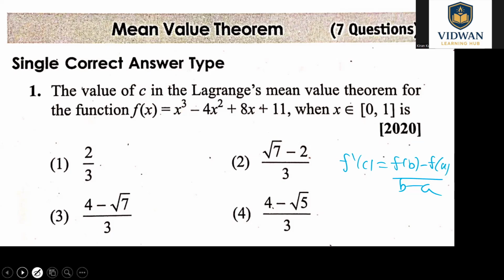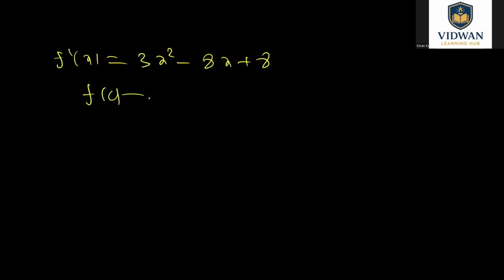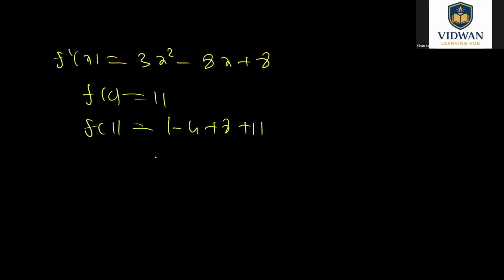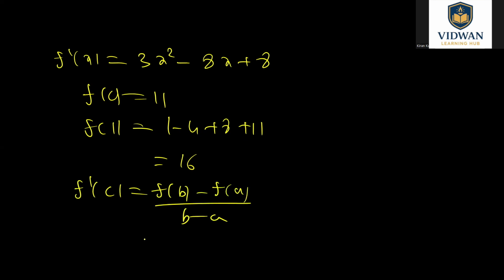And then f of 0 and f of 1. If you find out, f of 0 will be 11, and f of 1, if you put x as 1, is 1 minus 4 plus 8 plus 11. So what is this? 16. So according to Lagrange's theorem, f dash of C should be equal to f of b minus f of a by b minus a. So a and b are here 0 and 1. So f of 1 minus f of 0 by 1 minus 0 is f dash of C.